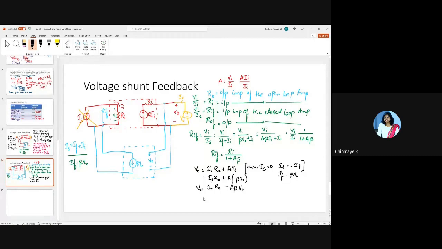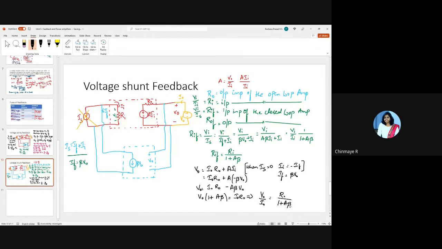So bring this term on the other side. Now V naught into 1 plus A beta will be equal to I naught R naught, or I can write V naught by I naught is equal to R naught divided by 1 plus A beta. Here also you can see that the output impedance decreases by a factor 1 plus A beta.